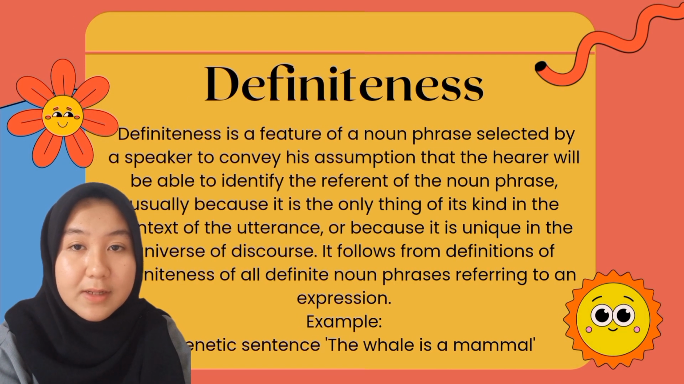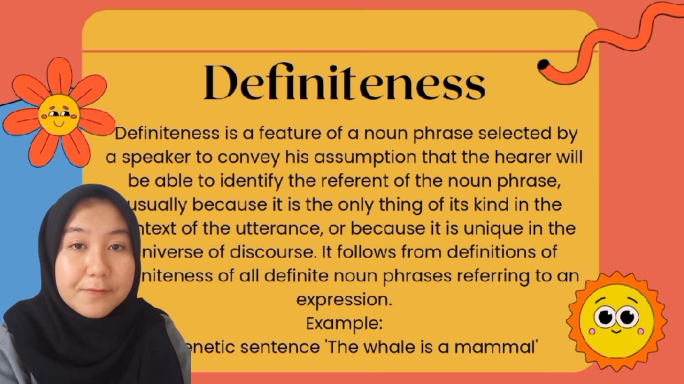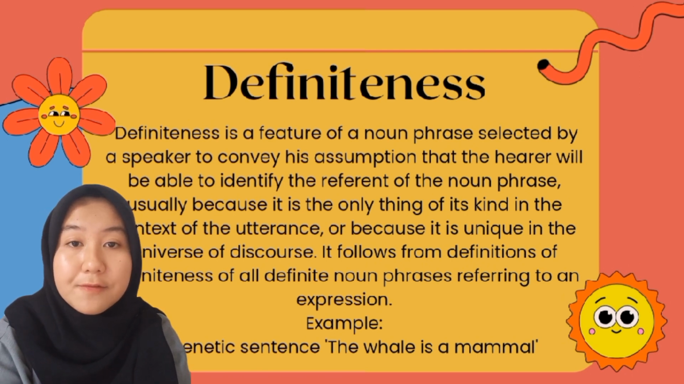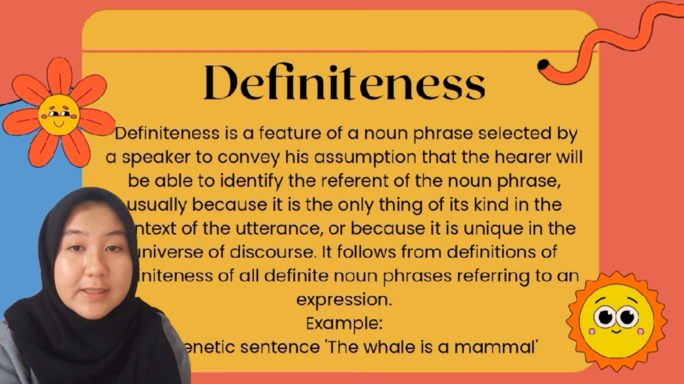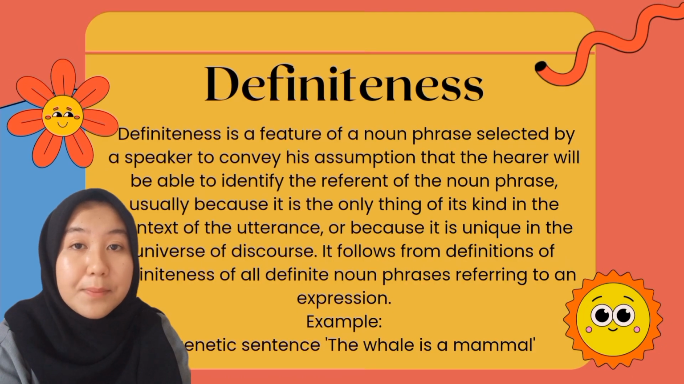Okay, the next slide is about definiteness. Definiteness is a feature of a noun phrase selected by a speaker to convey his assumption that the hearer will be able to identify the referent of the noun phrase, usually because it is the only thing of its kind in the context of the utterance, or because it is unique in the universe of discourse. It follows from the definiteness of all definite noun phrases referring to an expression. The example is in a generic sentence: the whale is a mammal.